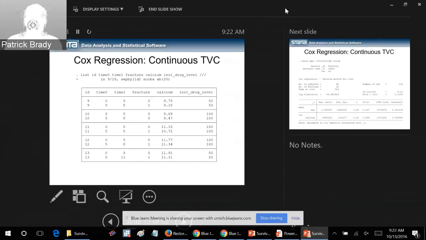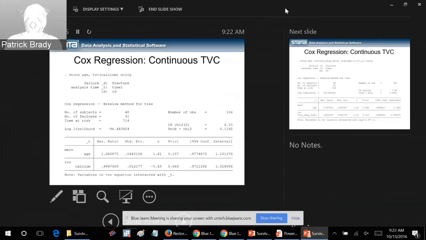Okay. So that one's fairly straightforward, but you do need to put those time varying covariates in the option tvc so Stata knows to change that and not just use the first occurrence of it.